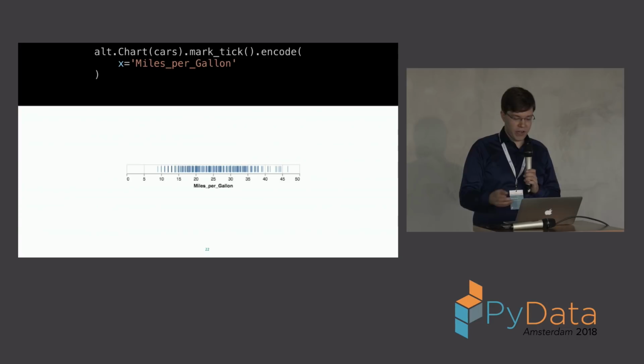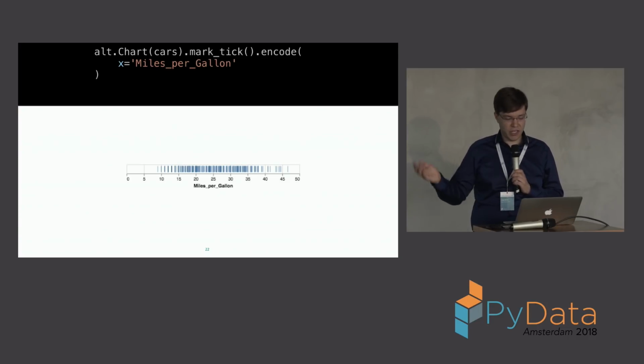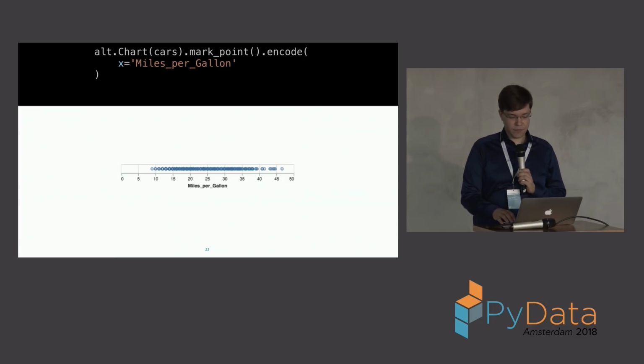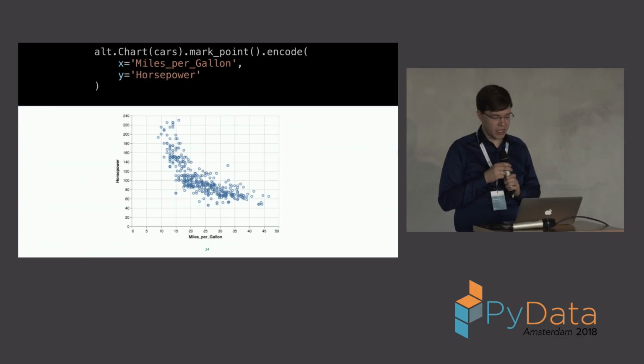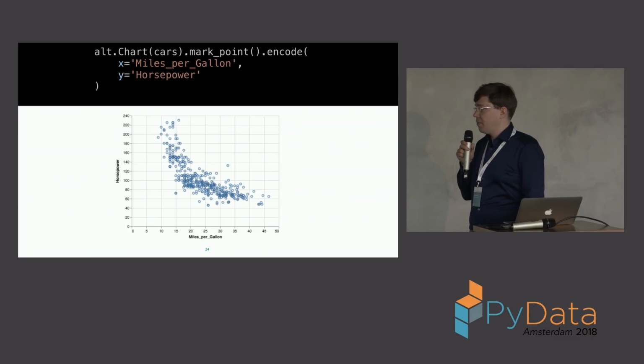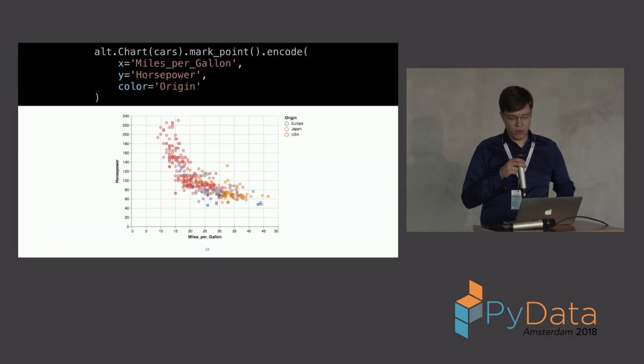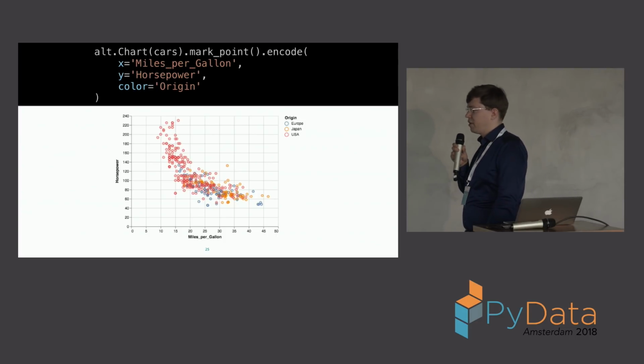And I can vary it. I can say mark tick, which gives me these ticks instead of points. But for my following example, I will stay with points. You can then say, okay, give me a y-axis. This is horsepower. It just adds this for you, and you build it up incrementally by adding attributes and seeing the change directly. And you can also say, use my 3rd column, origin, to color my scatter plot.